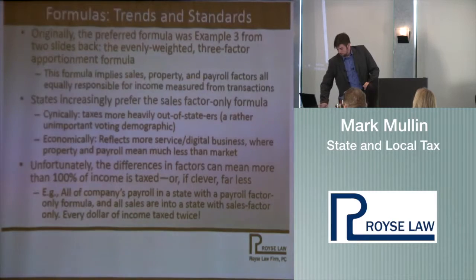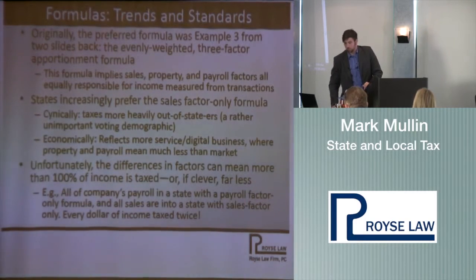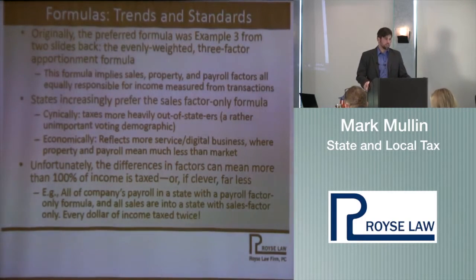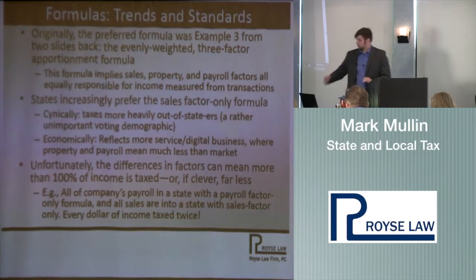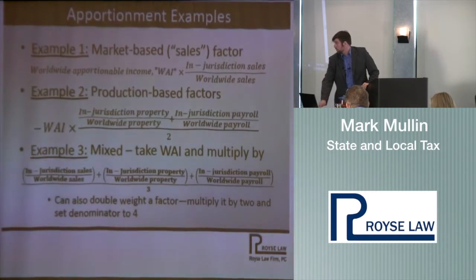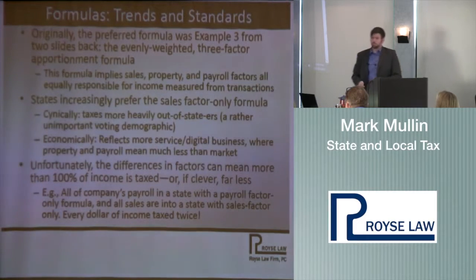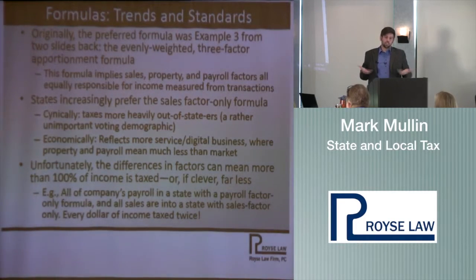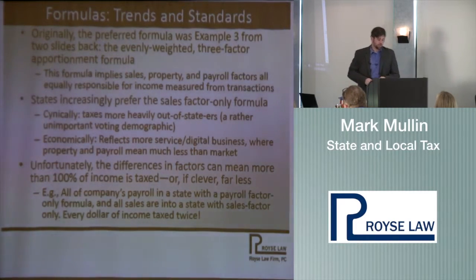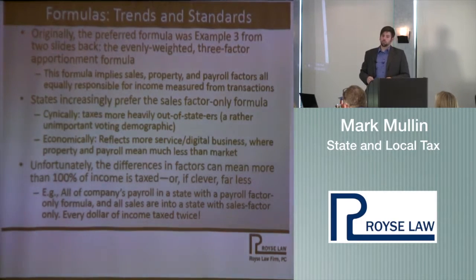All right, so continuing on with formulas, I'm going to go over the general trends and standards for what's going on with apportionment formulas. Originally, the preferred formula was this 3-factor formula. And that was seen as a nice, even-handed way to distribute the income and say where it came from. States increasingly prefer the sales factor only formula.